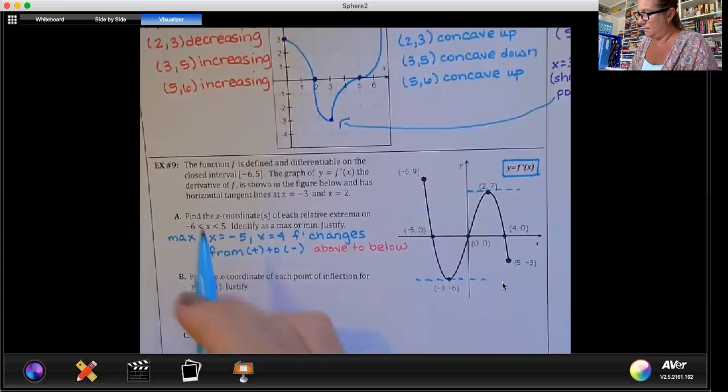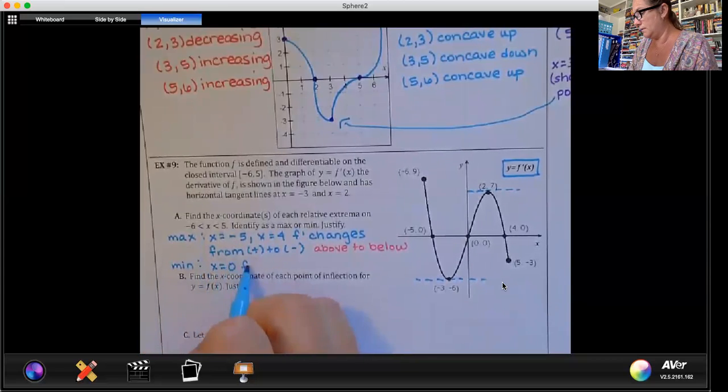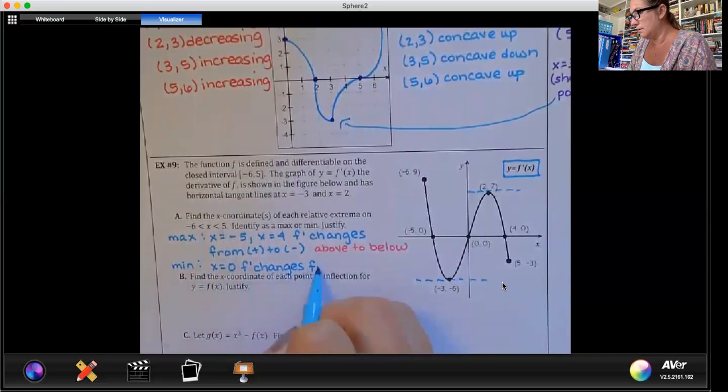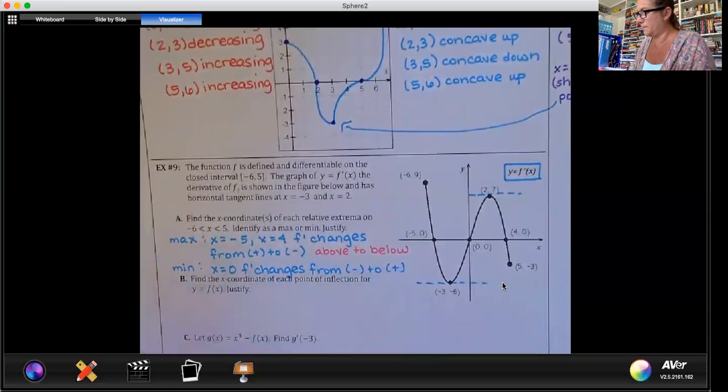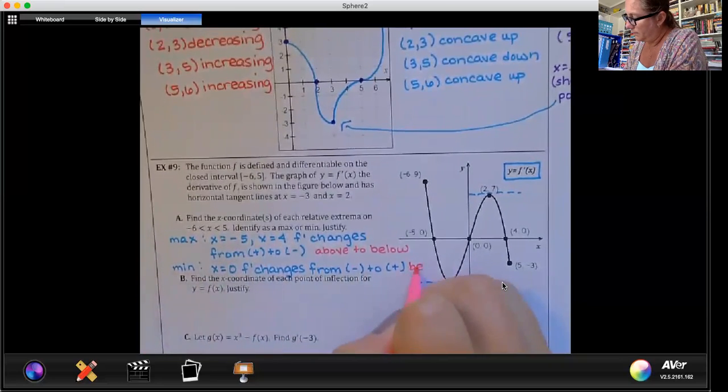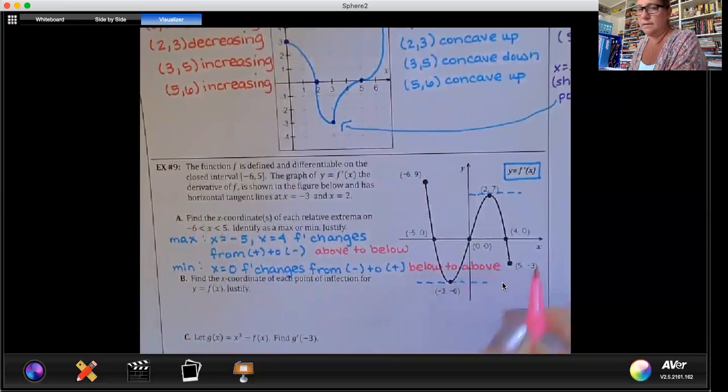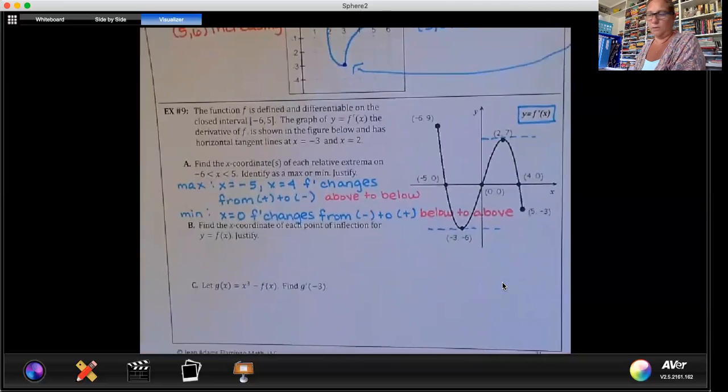And then we have a minimum. We're changing from below to above at x equals 0. F prime changes from negative to positive, and that is below to above. Just some little side notes to make it easier for you when you go to look at your notes.